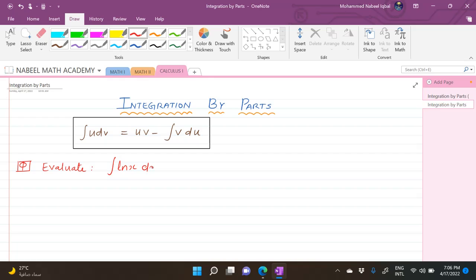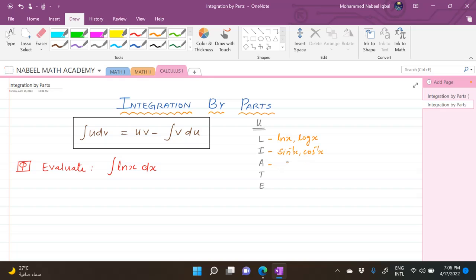As we know, you have to take u in such a way that u must be in this order: L-I-A-T-E. So what is the meaning of this? Here L means the logarithmic function. You have to give it the first preference when taking u. Next one is the inverse trigonometric function. Any inverse trigonometric function, you have to take as u.